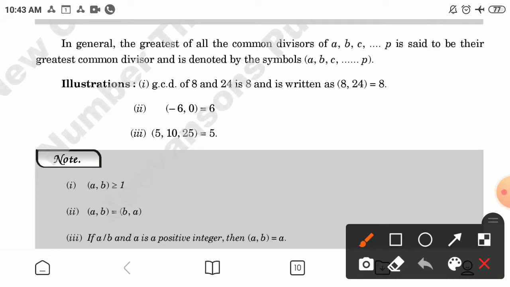In general, the greatest of all common divisors of a, b, c, ..., p is said to be their greatest common divisor and is denoted by the symbol (a, b, c, ..., p). Illustration: the greatest common divisor of 8 and 24 is 8 and is written as (8, 24) = 8. The greatest common divisor of 6 and 0 is 6. The greatest common divisor of 5, 10, 25 is 5.